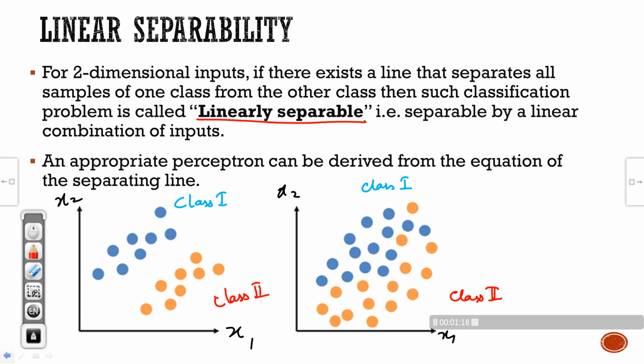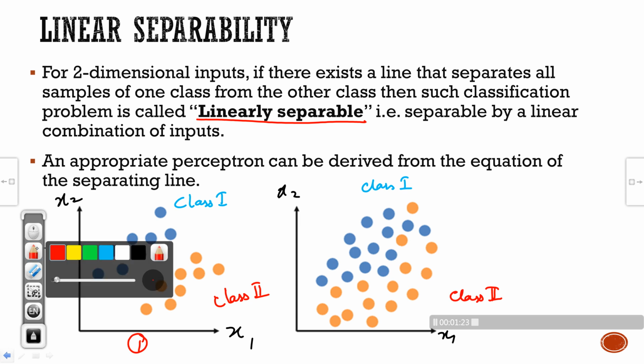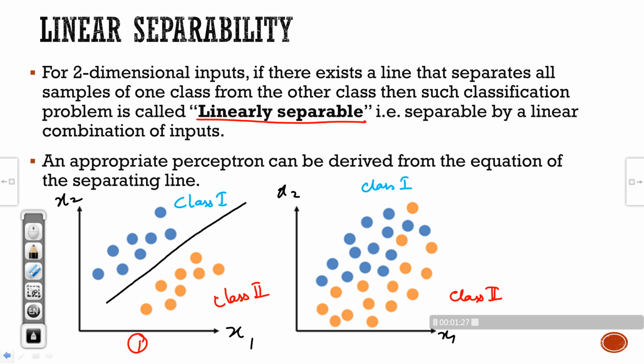So can I draw a line in this figure 1? Can I separate it using a single line? Yes, both the patterns can be separated by drawing a single line. So this particular classification problem is linearly separable. By drawing a line, it is possible to separate the patterns from two classes. So this problem is called a linearly separable problem.